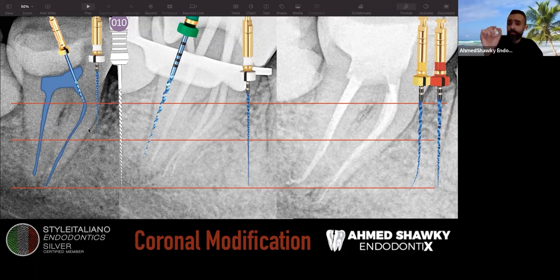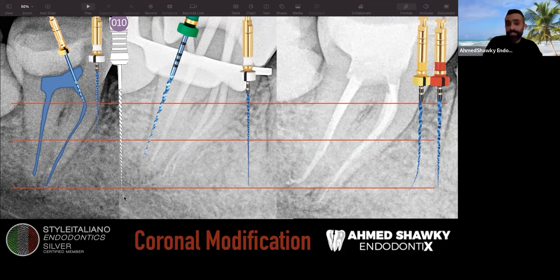Why? Because this small file will also pre-flare, but on a deeper level. As we saw on the constant taper slide, this file increased the taper until it reached about 70 or 80 in the coronal part. So it accentuates the pre-flaring on a deeper level. Then it is clear now to go down with my scouting file and try to scout and also to achieve patency and determination of the working length, okay?